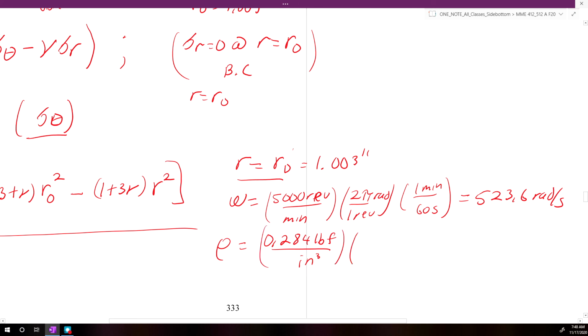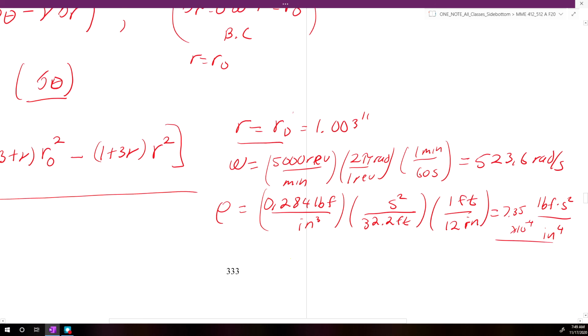Alright, and we're going to divide that by g, or 32.2 feet per second squared. And then, to get everything in terms of inches, we're going to multiply that by 1 foot divided by 12 inches. Alright, and we'll end up getting pound force per second squared per inches to the fourth. Alright, and that'll be 7.35 times 10 to the minus 4.